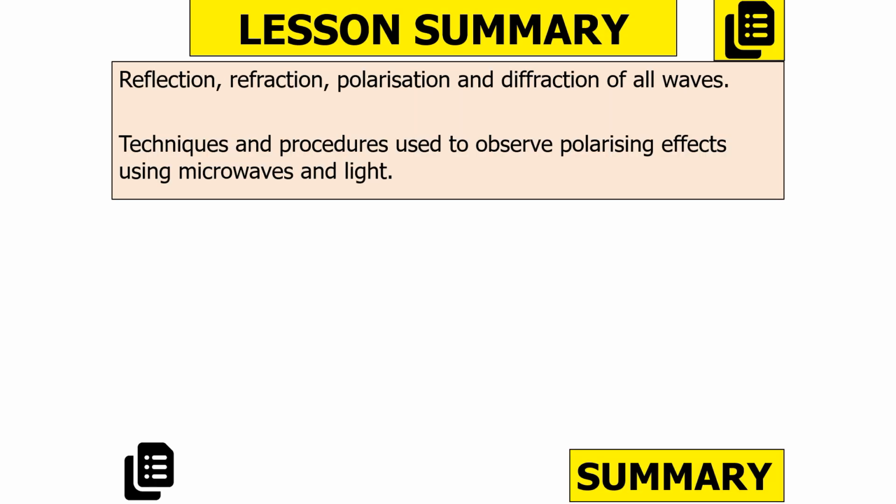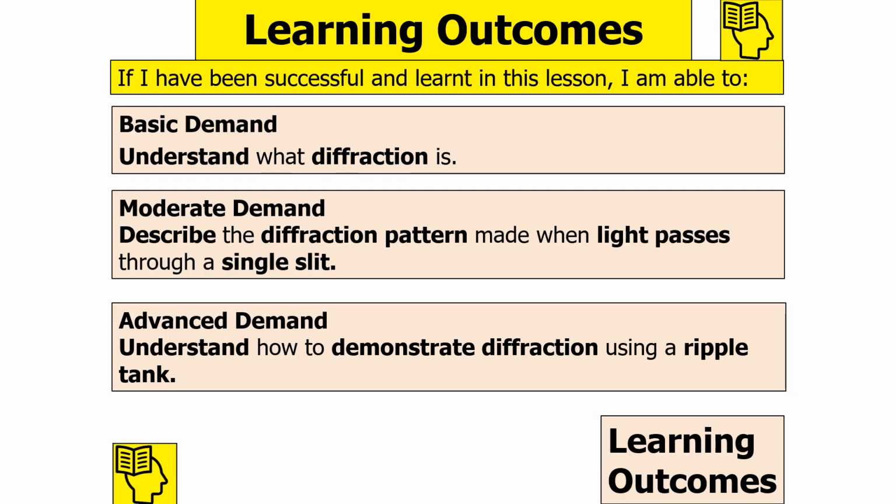So to summarise what we've looked at in today's lesson, we've looked at the diffraction of all waves and the techniques and procedures used to observe diffraction using ripple tanks. If we've been successful, we should be able to understand what diffraction is, describe the diffraction pattern made when light passes through a single slit, and understand how to demonstrate diffraction using a ripple tank.